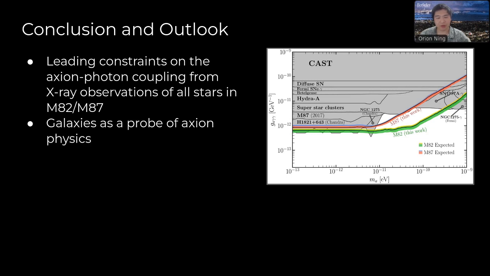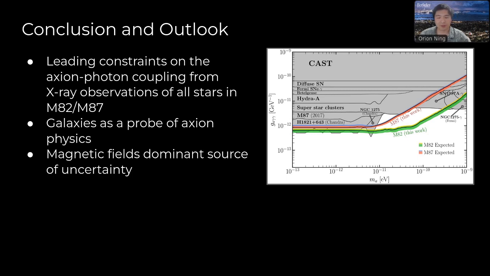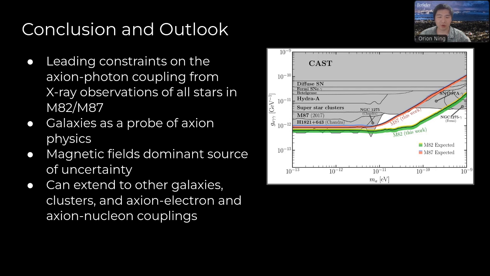This illustrates one way in which one can use full-scale galaxies as a probe of axion physics. As we discuss more in our paper, the magnetic field models from IllustrisTNG end up constituting the dominant source of uncertainty in our overall analysis. We finally note that the ideas in this work can be extended to other galaxies and galaxy clusters, or they can be reframed in the context of axion-electron and axion-nucleon couplings through Bremsstrahlung processes in the stars of these systems.